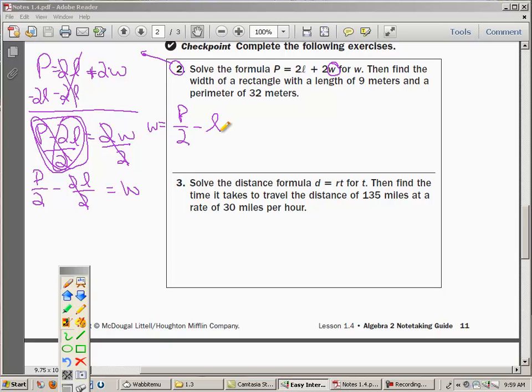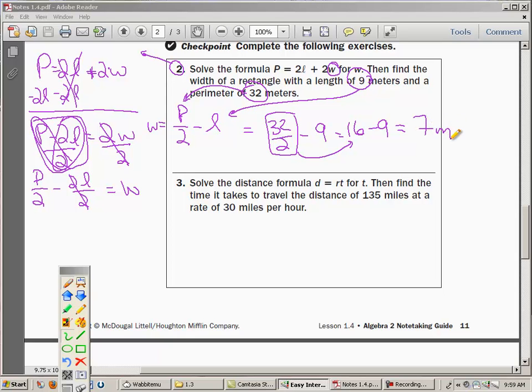So we're going to go ahead and plug in the information they gave us. 32 meters is the perimeter. The length is 9 feet, so we're going to plug that stuff in. 32 divided by 2 minus 9. This is 16 minus 9, because again, 32 divided by 2 is 16. 16 minus 9 is 7.